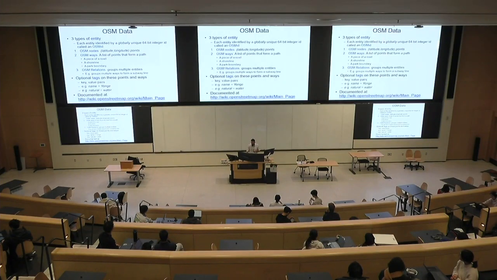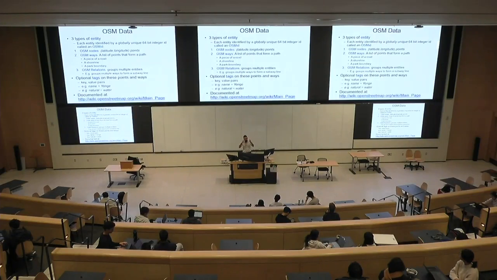The second type is called an OSM way. An OSM way is a list of OSM nodes, or a collection of OSM nodes or points, that represent a path or a street, for example. So it can represent a piece of road, a shoreline, a park boundary, etc.